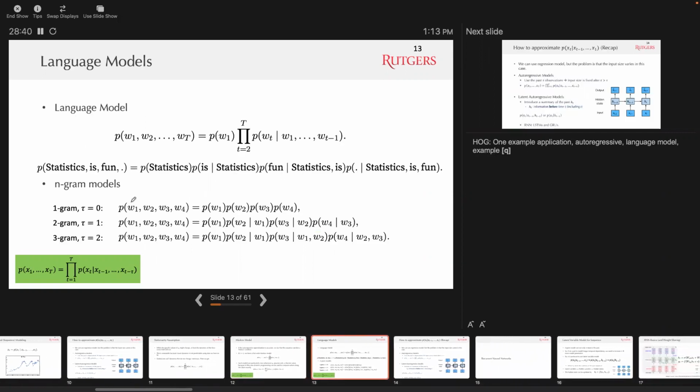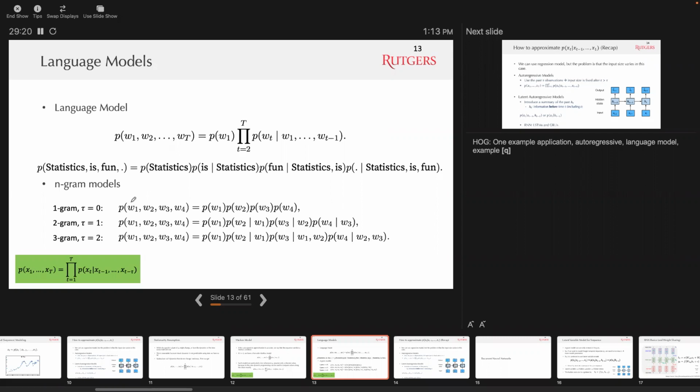So now let's move on to another more concrete example. Let's say that you're modeling language. Then you're basically modeling the joint likelihood of a sentence, for example, a sentence of length t. The joint likelihood of a sentence from W1 to WT, you can actually decompose it into P of W1 times P of W2 given W1 times P of W3 given all the previous words, and P of W4 given all previous words, and so on and so forth.